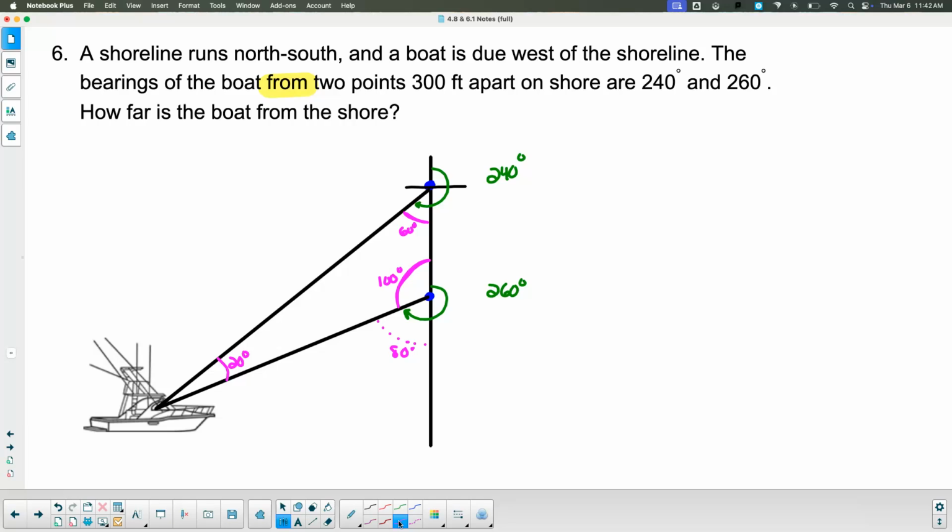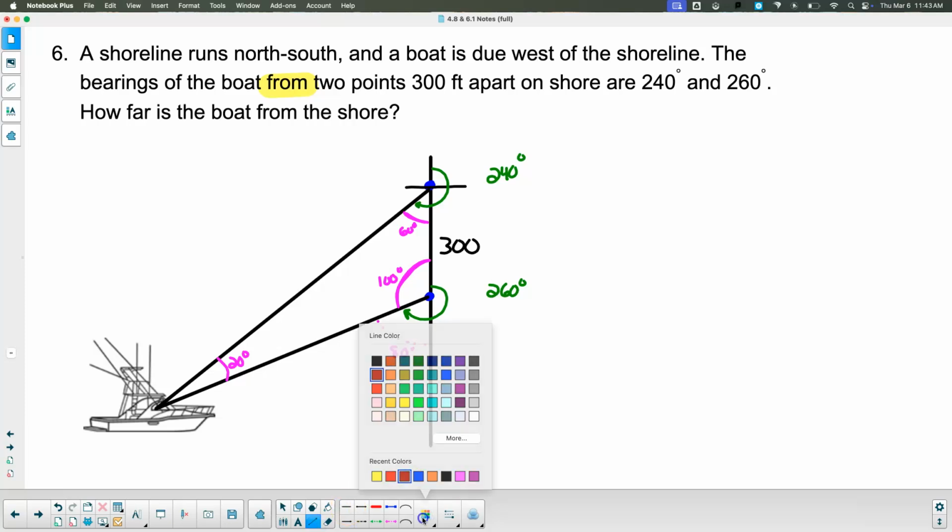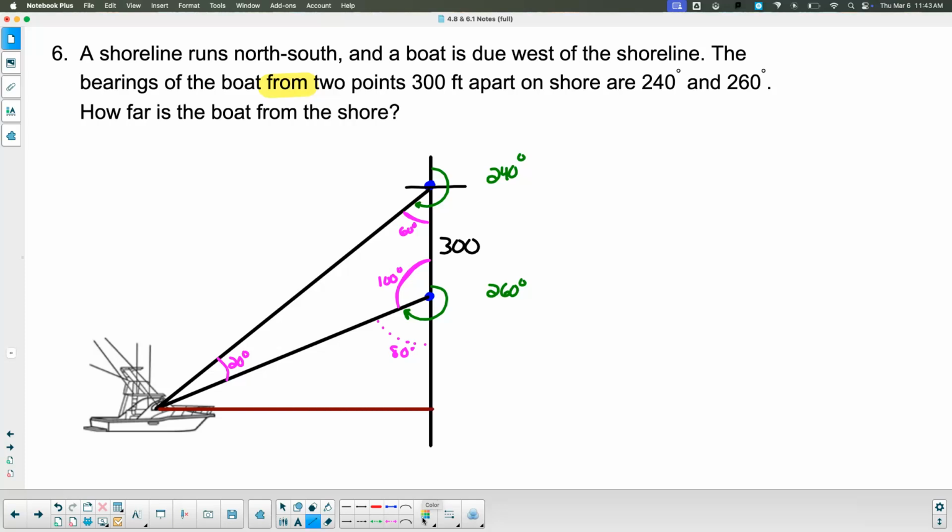We know that these points are 300 feet apart. We want to know how far the boat is from shore, which means we want to know that distance right there. We need to solve for x. Now go for it.